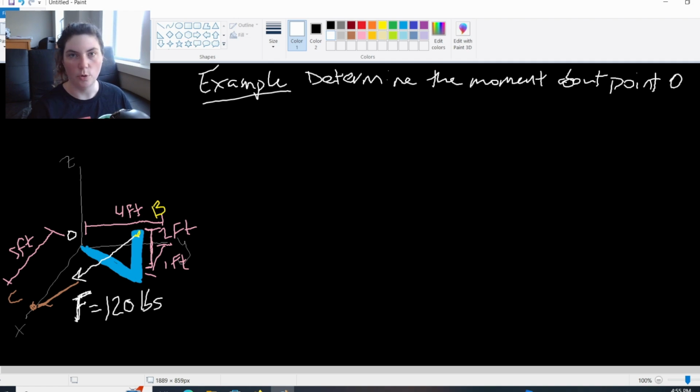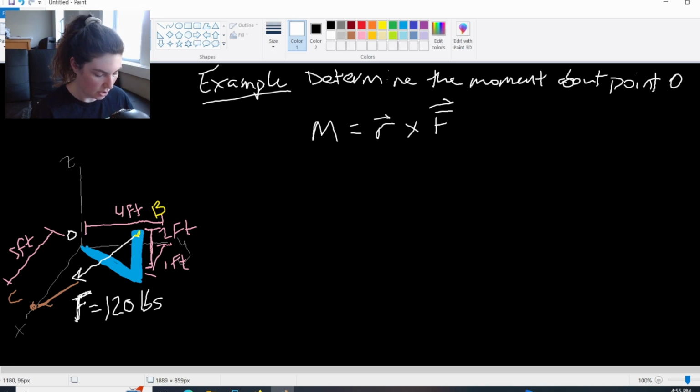So we want to determine the moment about point O, and we know our moment equation is R cross F. So as you can see in this one, we're not given R and we're not given F. We're going to have to find both of those vectors.